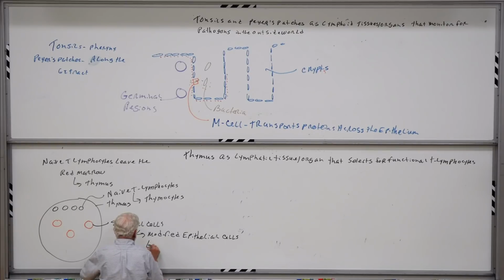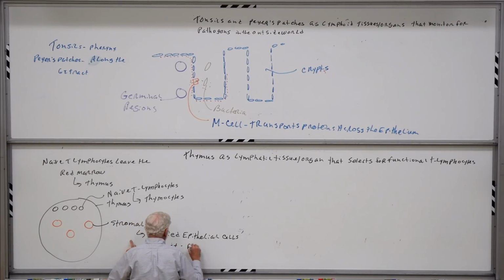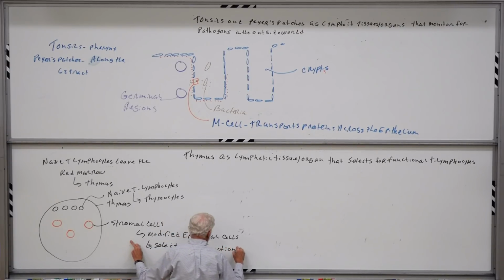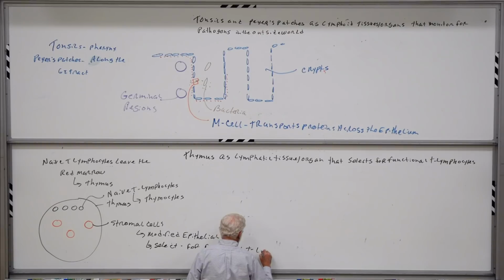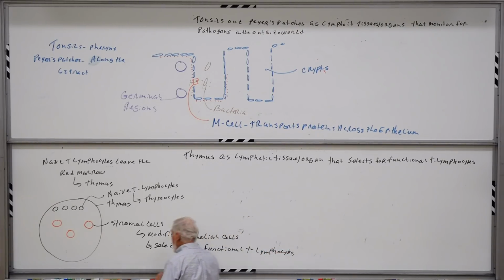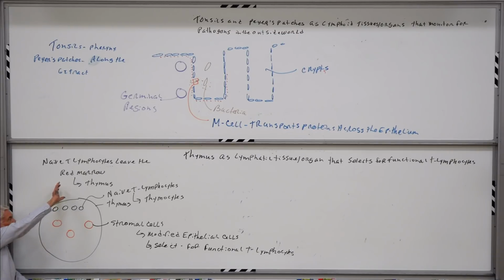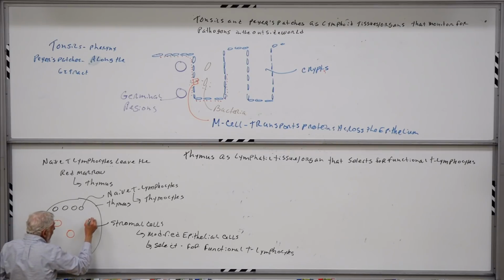And it's these cells that select for functional T lymphocytes. Now, I'm going to anthropomorphize this a little bit because I think it's just easier to understand. What happens is these naive T lymphocytes, fresh out of the red bone marrow, come into the thymus, and they sidle up to the stromal cell.